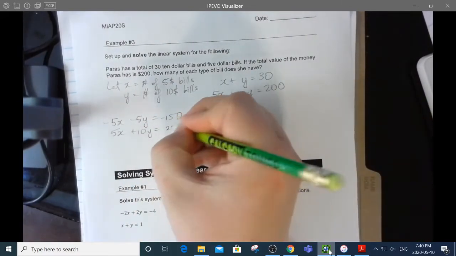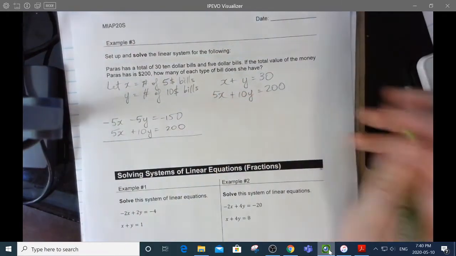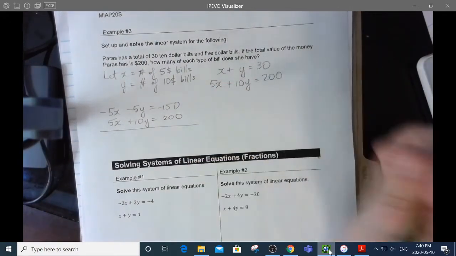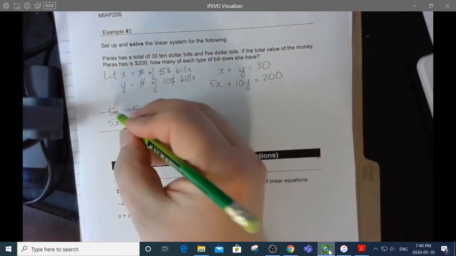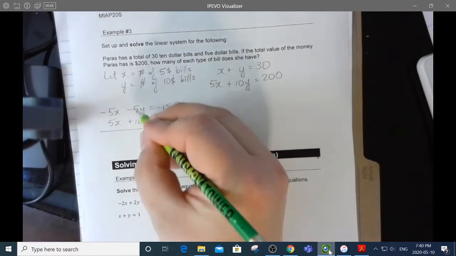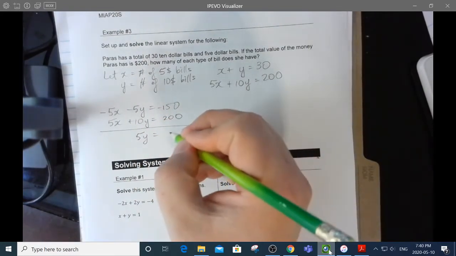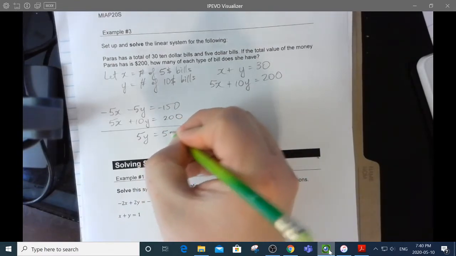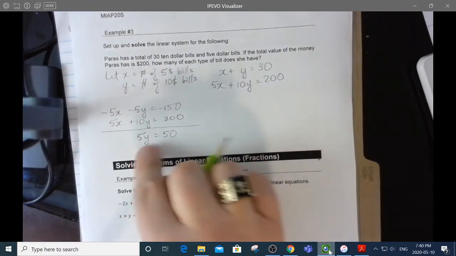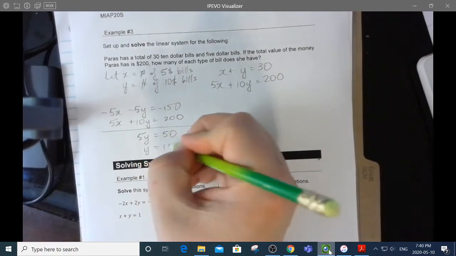Hopefully you've done lots of practice on this if you've been doing your homework, because I assigned a good 15, 20 of this type of thing to do. So this plus this is nothing. -5 of these plus 10 of these is 5. And 200 plus -150 is 50. Okay, and then 50 divided by 5 is 10.